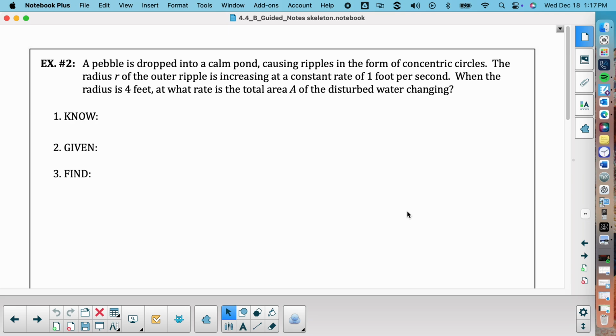Excellent. What are we trying to find? What does it ask us to find? The area when the radius is 4 feet. Close. The rate of the area. Yes. It's asking us to find the rate of the area changing. The word rate should tell us it's the derivative. Okay? How do I write, I don't know the best way to phrase this, how do I write the derivative of area?